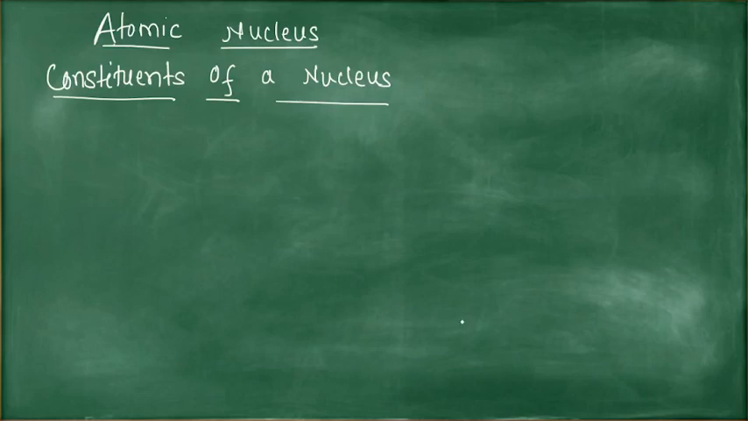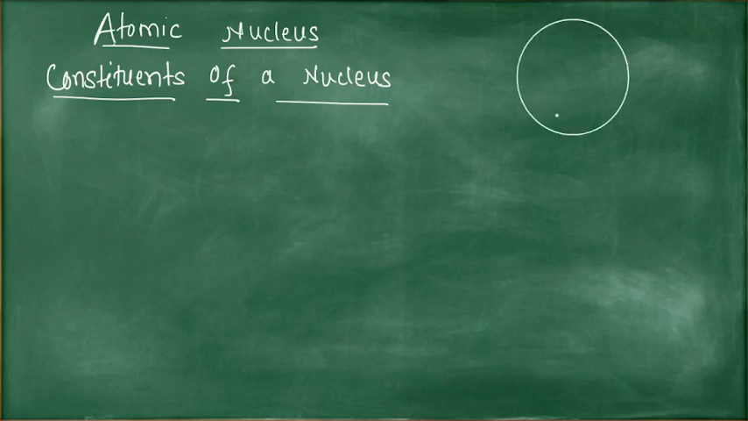Hello students, let us continue with the remaining part of chapter number 15, Structure of Atoms and Nuclei. We have studied the structure of atoms. Now we are moving towards the structure of nucleus, the atomic nucleus. We know the structure of atoms from Rutherford's atomic model.